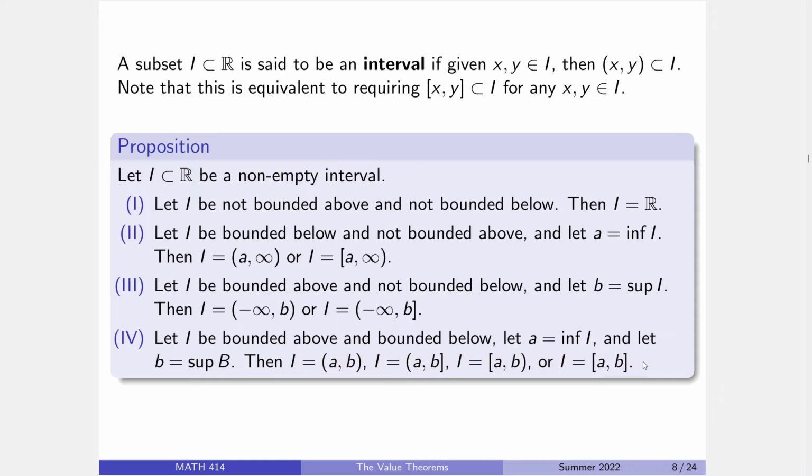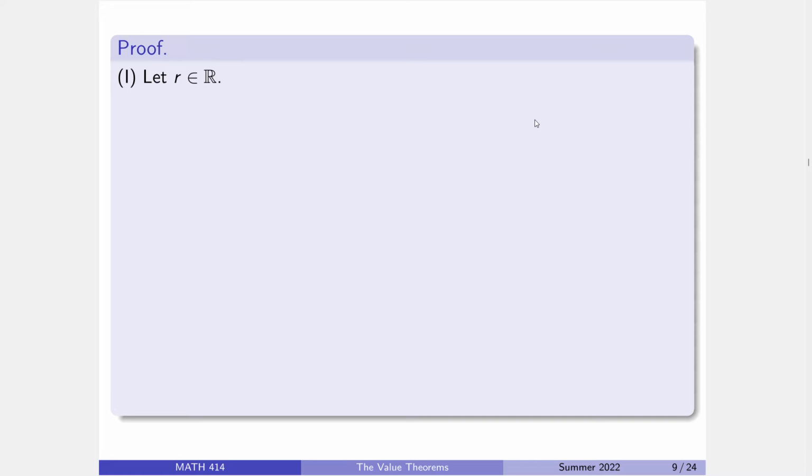All right, so let's do the proof here, and the proof of this is actually pretty easy, if not tedious. Okay, so first things first, we'll prove that if we have an interval that is not bounded above and not bounded below, it's got to be all of the real numbers.